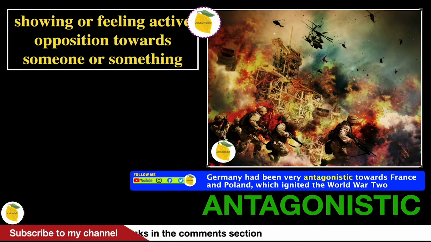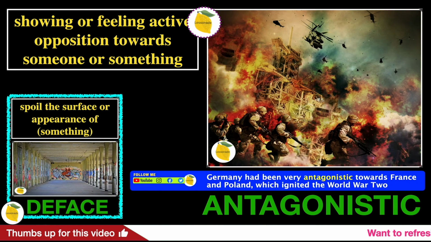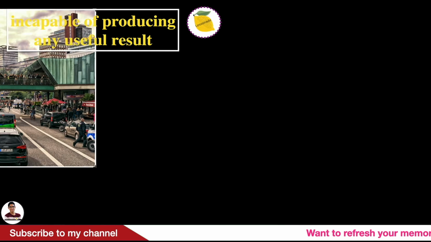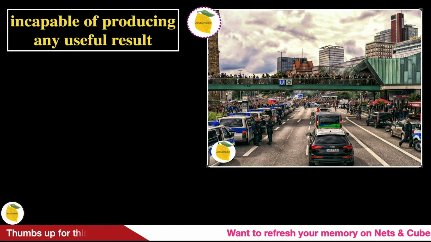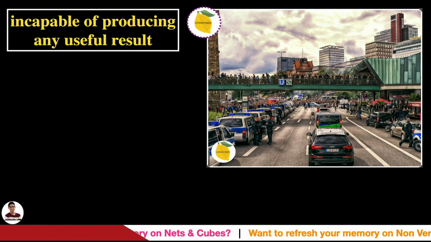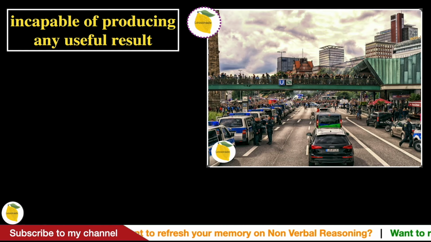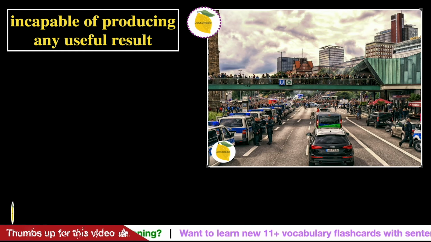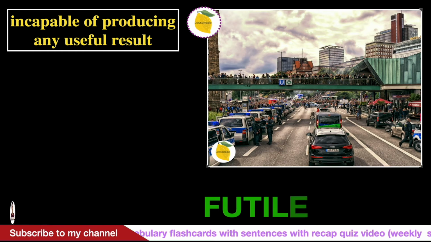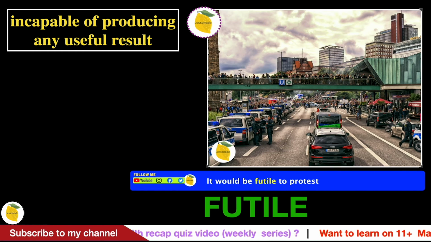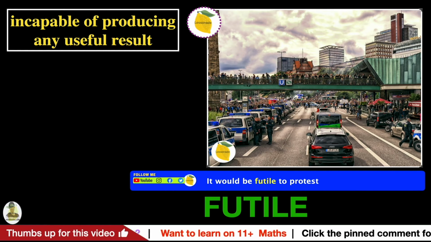So once again, before we go on to the next one, let's try to recall the previous slide. The previous slide is deface. Let's go on to the next one. The next one is incapable of producing any useful result. In this picture, we can see people who are about to protest, but they're stopped by the police, and therefore they're incapable of producing any useful result, and therefore the word will be futile. The sentence for this word is, it would be futile to protest.